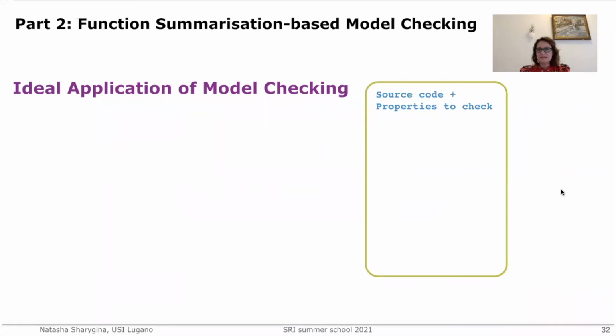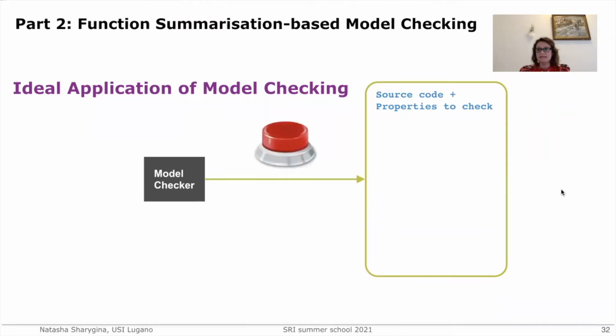Here's the schematic representation of the ideal application of model checking. We have a program to check. We have its source code and some properties which we want to see if they are satisfied or not. And we have a tool available for us. And ideally, we would like to apply it to the program verification in a fully automated manner, in a push-button technology way, such that the tool does its job and tells us if the property is satisfied or not.